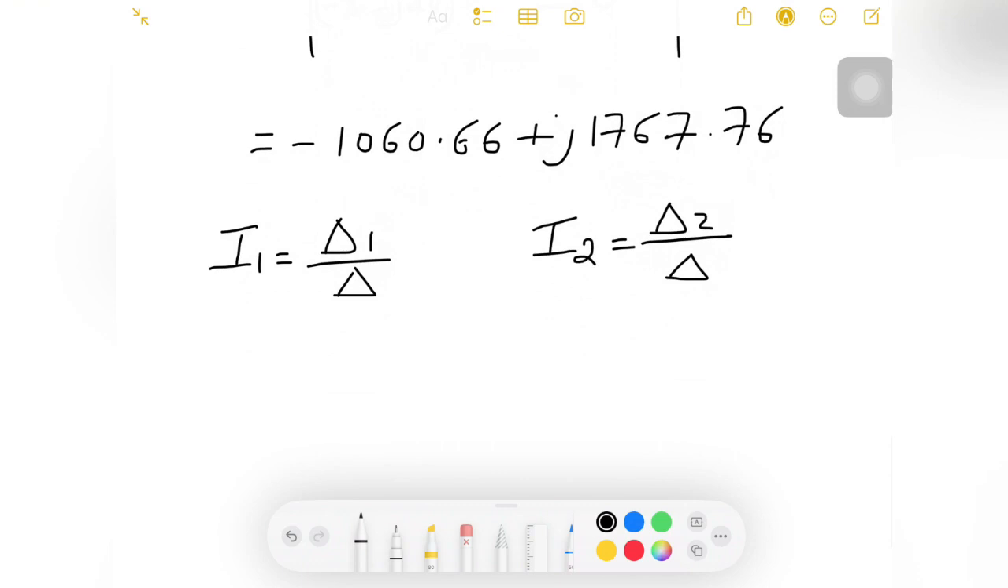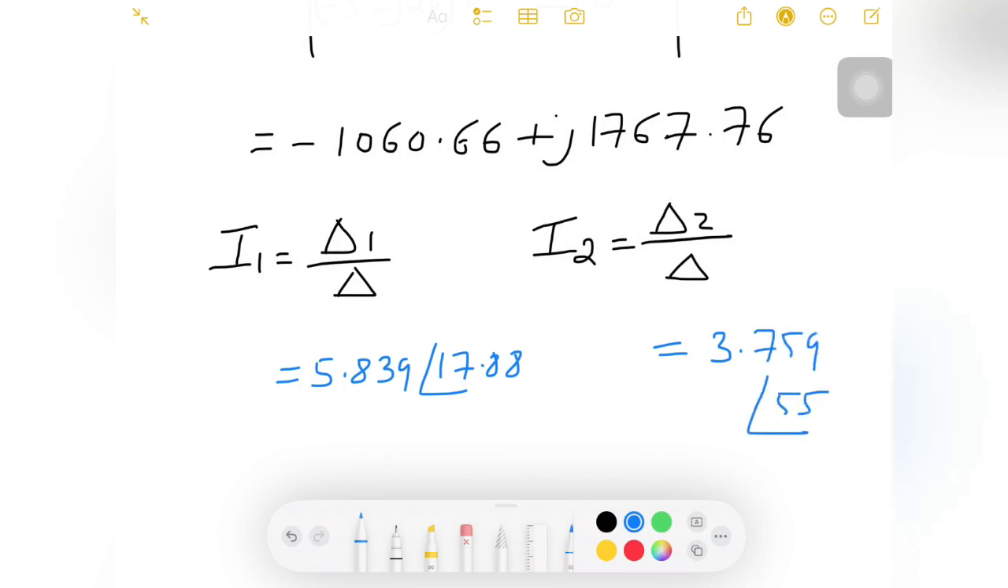Once you simplify this, substituting delta 1 and delta, we will get I1 as 5.839 at an angle of 17.88. Similarly, we get I2 as 3.759 at an angle of 55.19 amps. So the unit is important, it is a current. Delta is not any current or voltage, hence I have not written a unit over there. So these are the units.